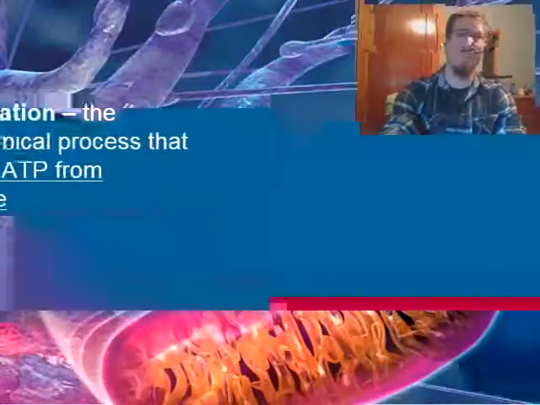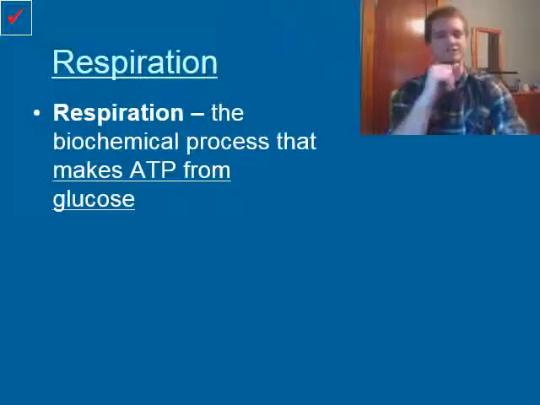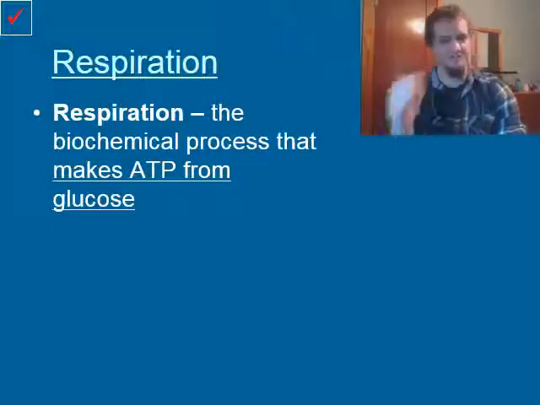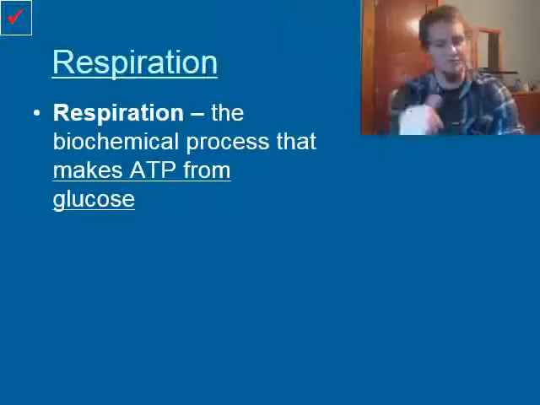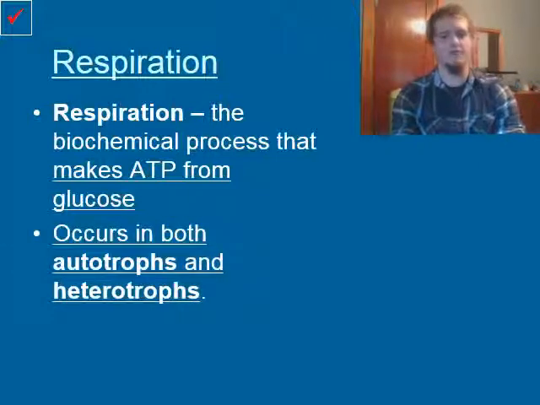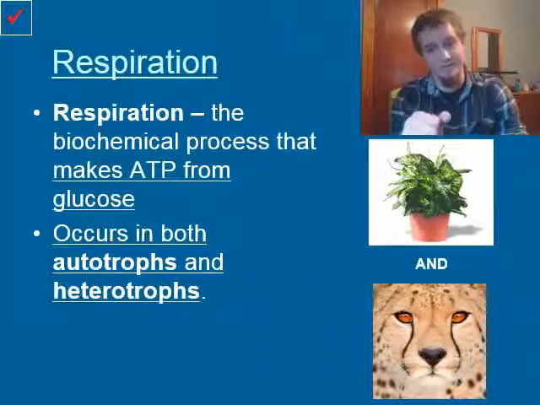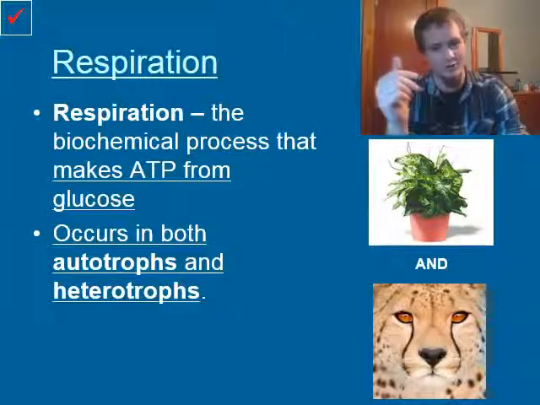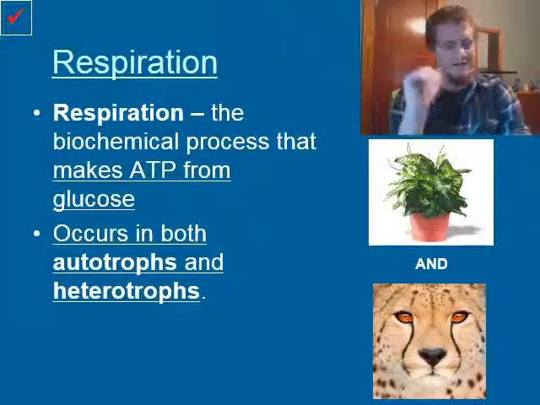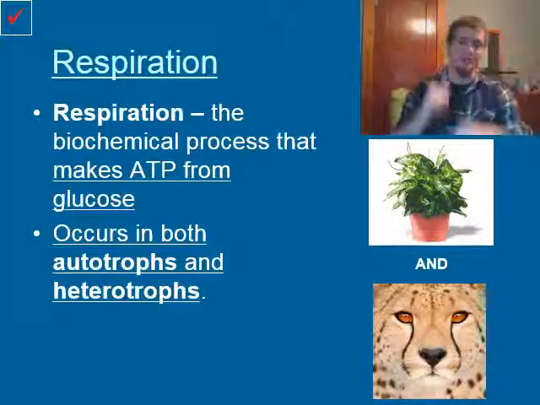So, respiration. Simply put, respiration is the biochemical process that makes ATP from glucose, or sugar. This occurs in both autotrophs and heterotrophs. That's right, so this occurs in both plants, or shrubbery, as well as animals. For example, like the cheetah we have down here.